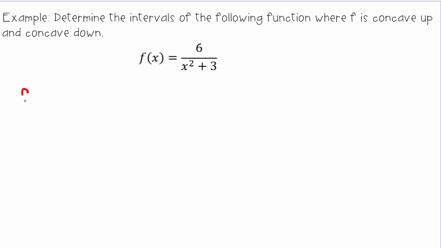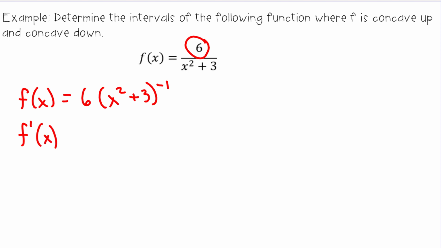So the first thing I'm going to do is rewrite f of x. Because the numerator is just a number, it's just a coefficient, I'm going to write it as 6 times x squared plus 3 to the negative 1. So I'm going to go ahead and do the first derivative.